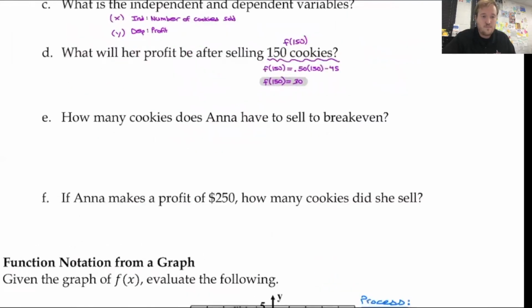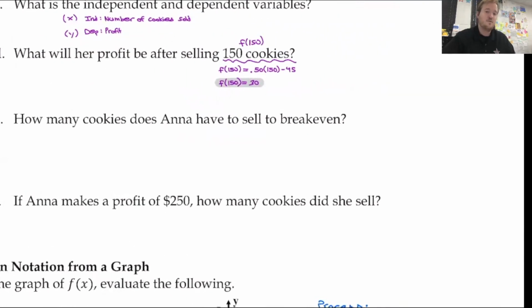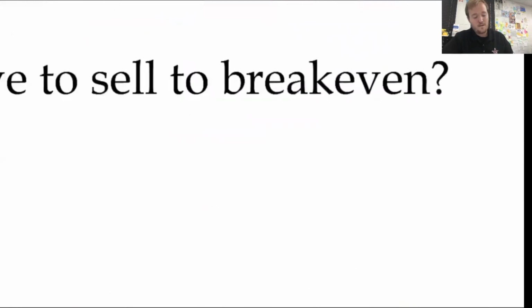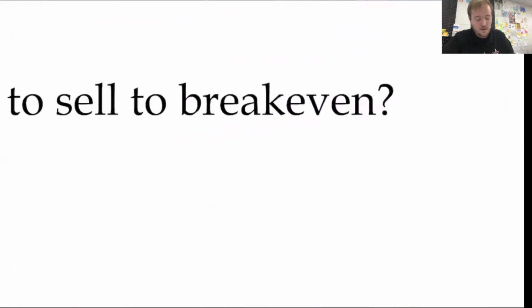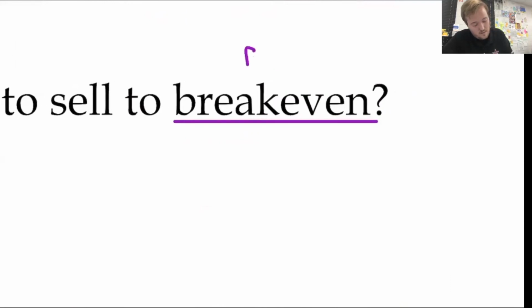All right, so now how many cookies does Anna have to sell to break even? So this is where my business background comes in. When I say break even, it means how many does she need to sell in order to not make a profit but not lose money? So what this means for break even is f of x equals 0. So for her profit to be literally equal to 0.